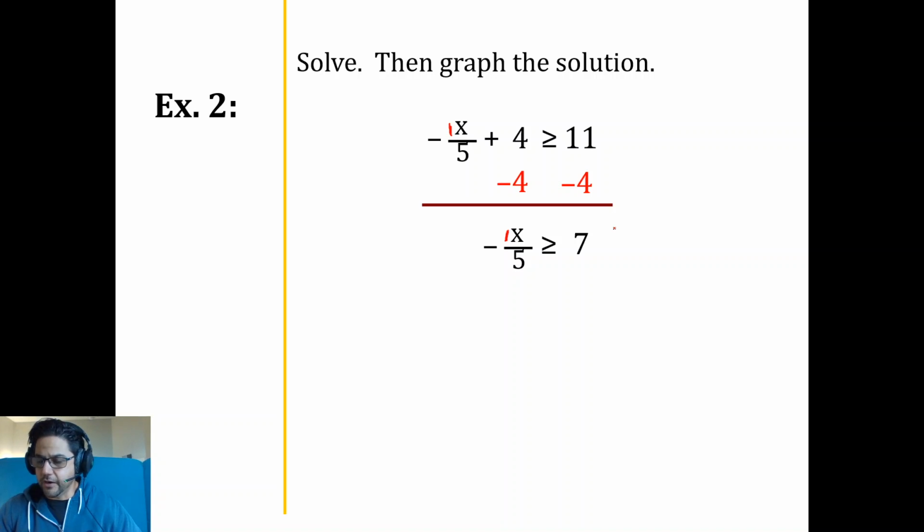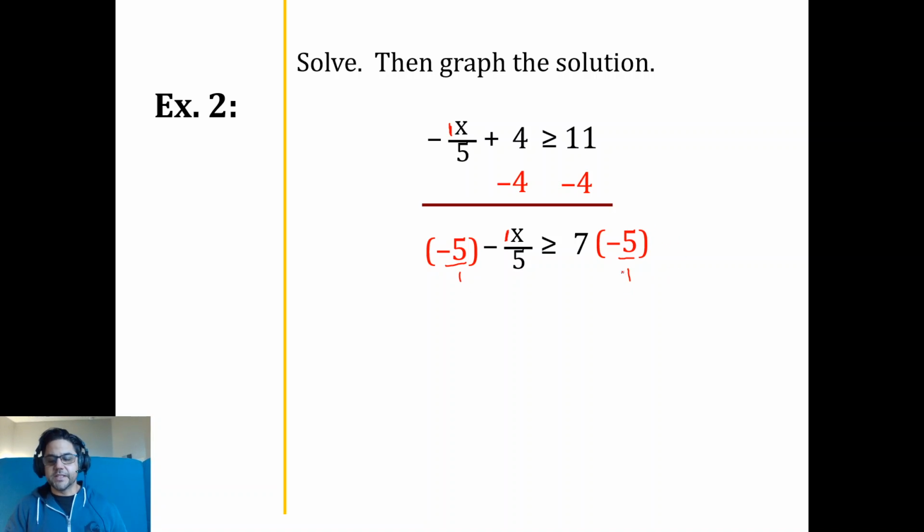All right, so here, please pay close attention. I have a fraction, which means division, so I'm going to use multiplication. So I'm going to multiply both sides by the reciprocal. So I'm actually going to do negative 5 over 1.